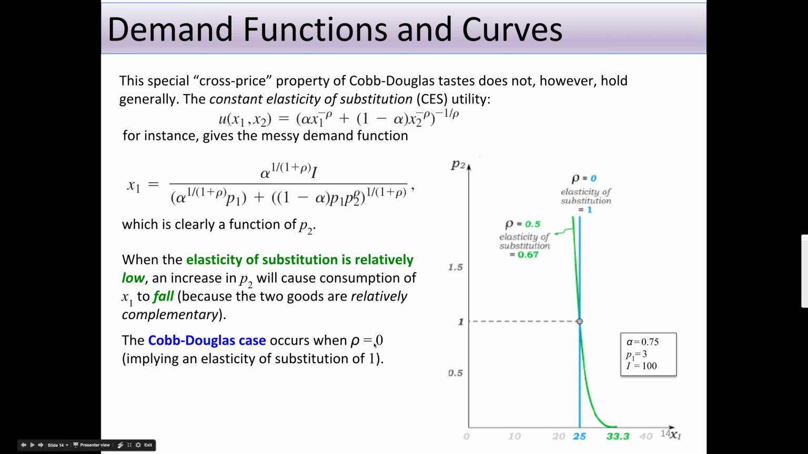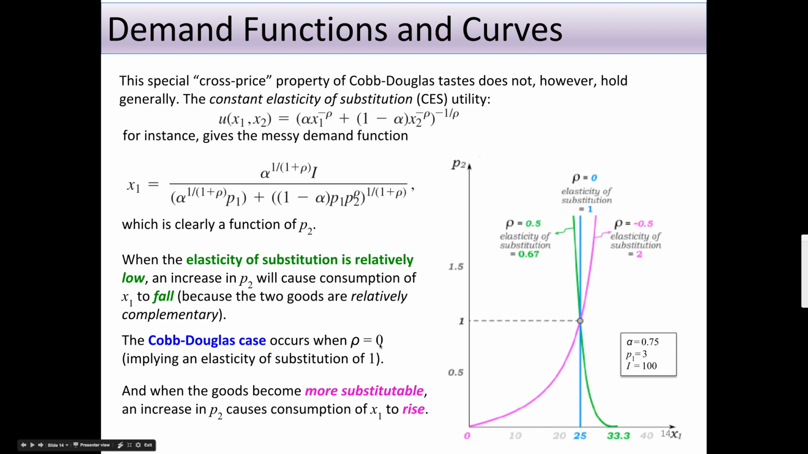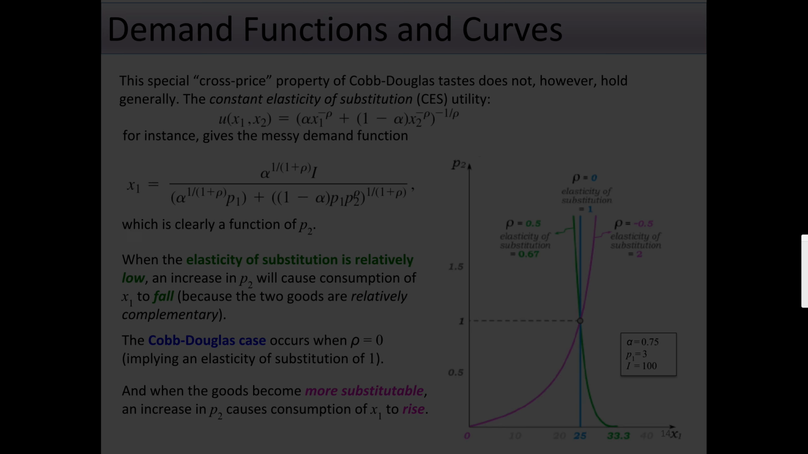In the Cobb-Douglas case, of course, when rho is equal to 0, this P2 term goes to 1, and once again we have that case where there is no other price in the x1 demand function. So we have the vertical line again. And then of course as the elasticity of substitution rises, which means rho gets closer to negative 1, then we have an upward sloping cross-price demand curve. So it's not always straight up and down. That's just in the Cobb-Douglas case.